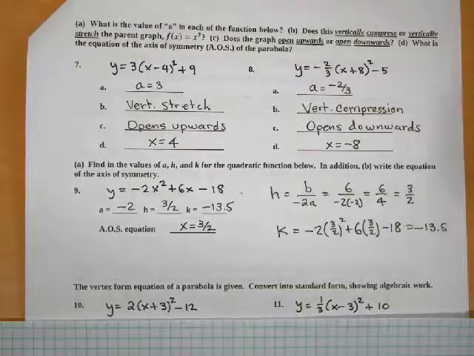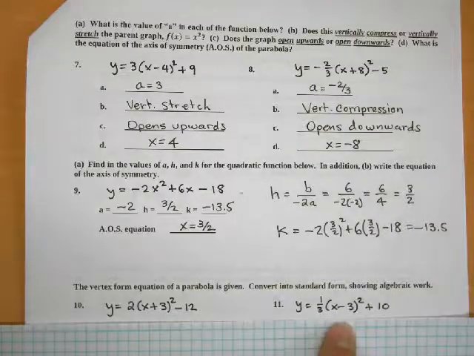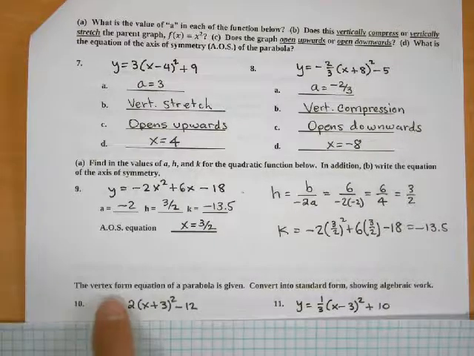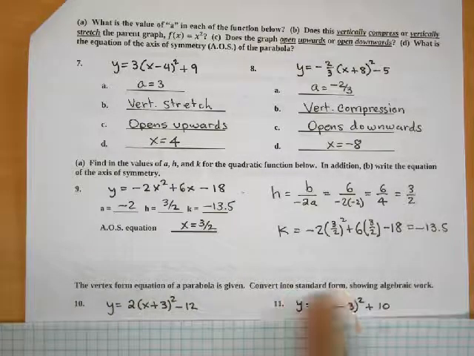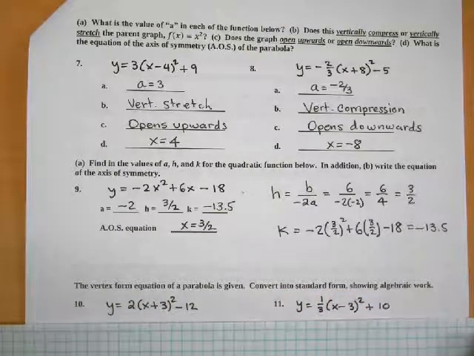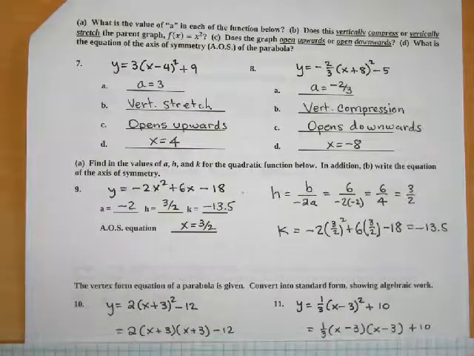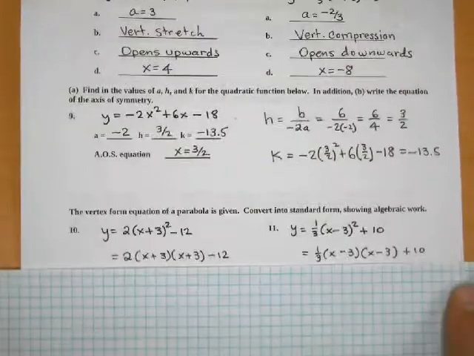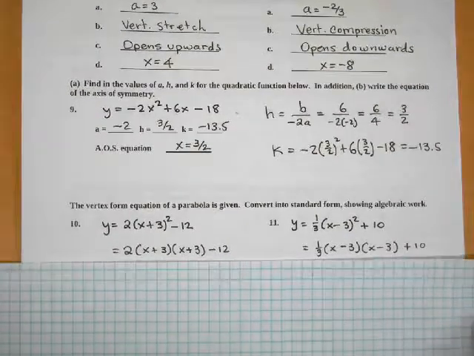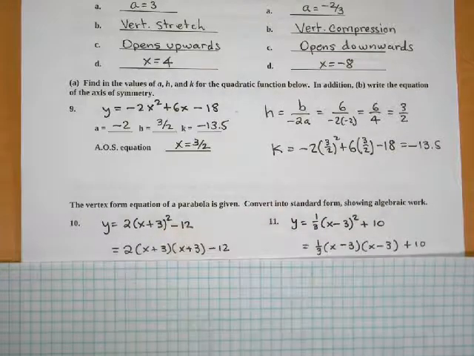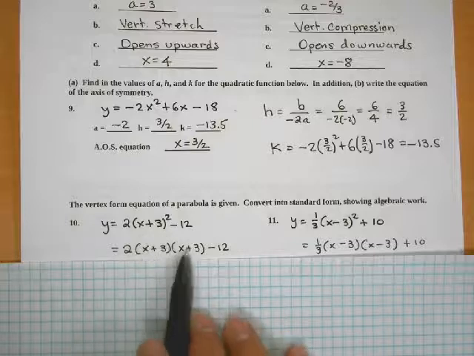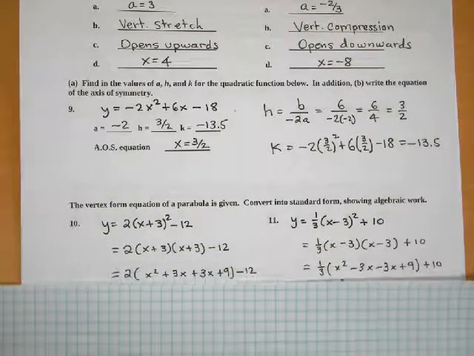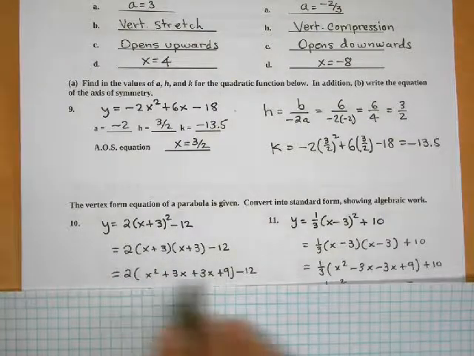Okay, on number 10 and 11, what we're supposed to do is take the vertex form that's given to us and convert it into standard form. And all that is foiling out the expression. So you can see where it said x plus 3 squared, I wrote it out twice. And then let me show you how I got all these numbers down here.